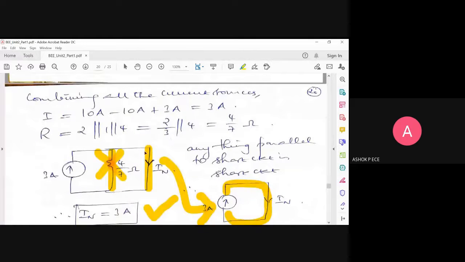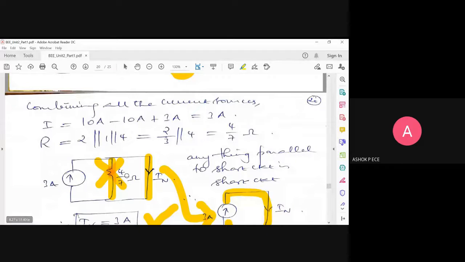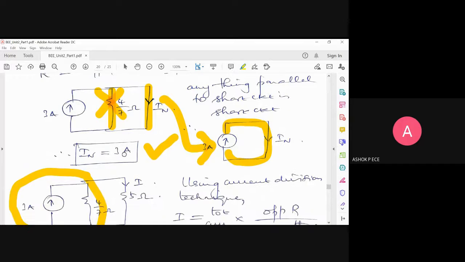So now, without disturbing this IN path, draw the circuit. 3 amperes parallel to 4 by 7, parallel to short circuit. And when you have a short circuit path, current will obviously flow through that path because you will have 0 resistance. So whatever is between the current source and short circuit, those paths will become ineffective, or they will not have any role to play in the current computation. So this circuit virtually becomes equal to this one, 3 ampere source parallel to IN. So now from the diagram, I can easily see this 3 amperes circulating in the loop. So 3 amps equals IN, so IN equals 3 amperes.